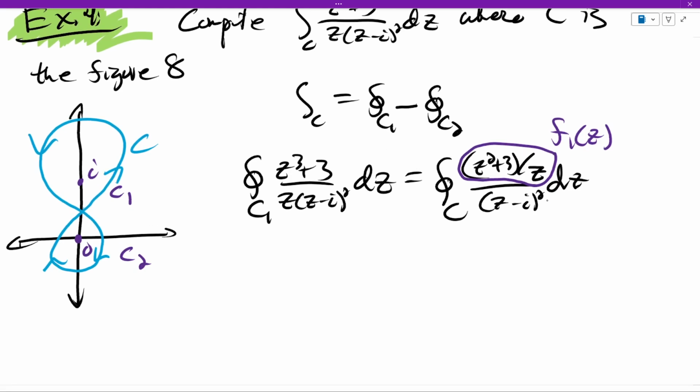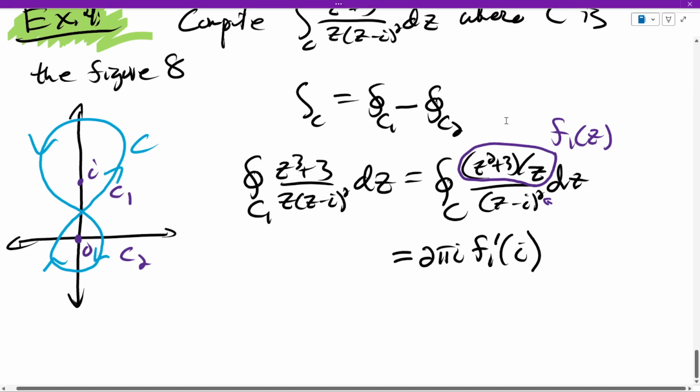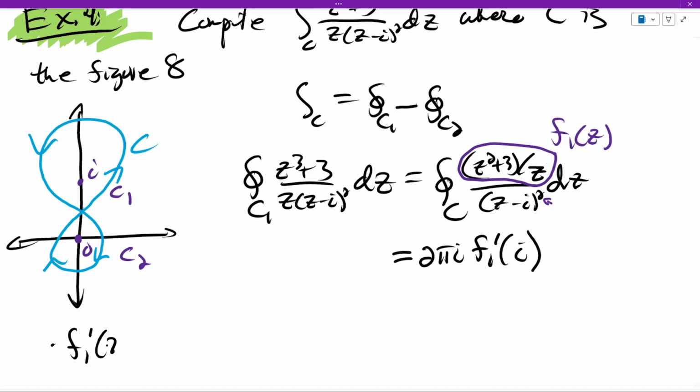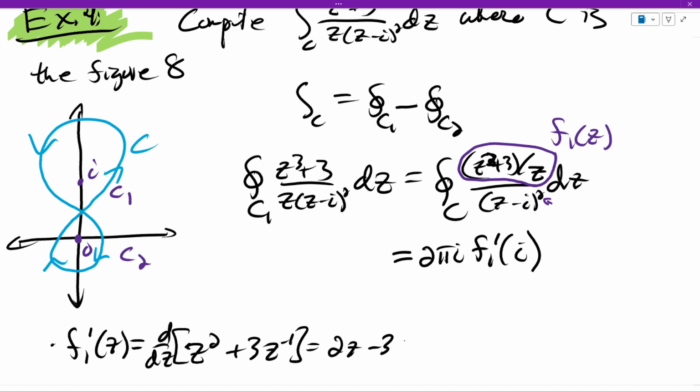So what we want here is we want this guy to be f1 of z. And since this is a 2 here, the Cauchy integral formula for derivatives is going to say this is going to be 2 pi i f1 prime, the first derivative, it's always one less, at i, the singular point here. So we just need to compute f1 prime. Let's compute that real quick. That's d/dz of z squared plus 3 over z, which is z squared plus 3z to the negative 1. So the derivative is going to be 2z minus 3 over z squared.